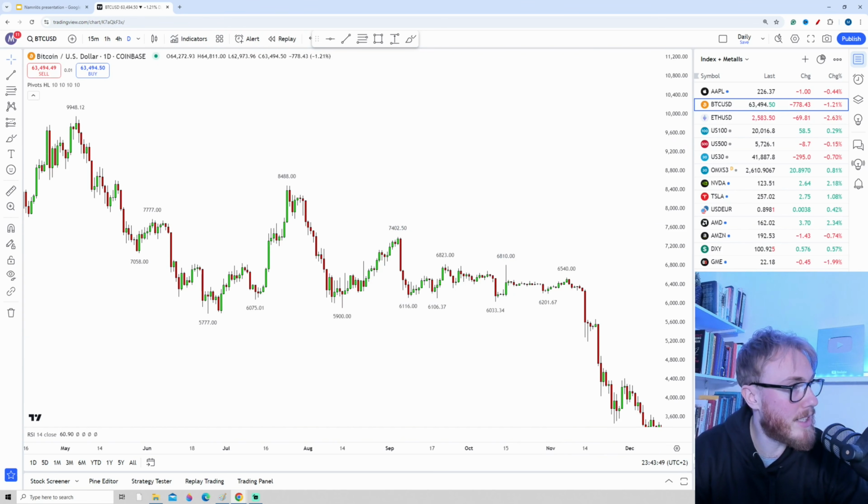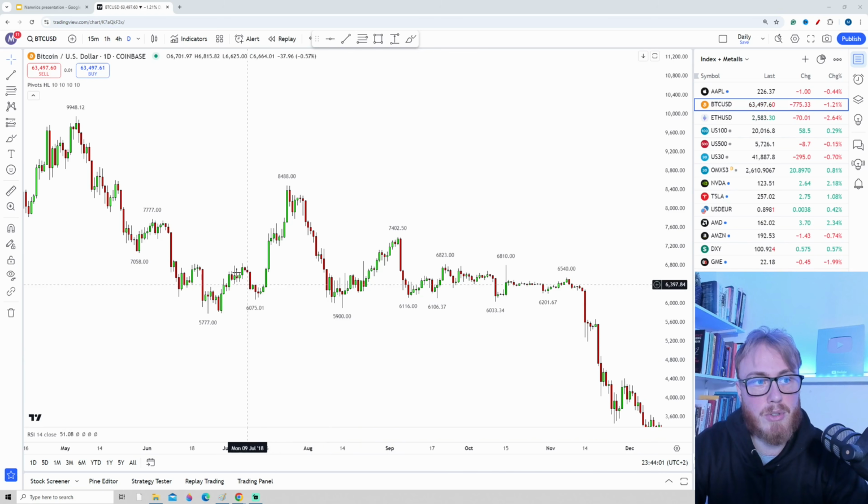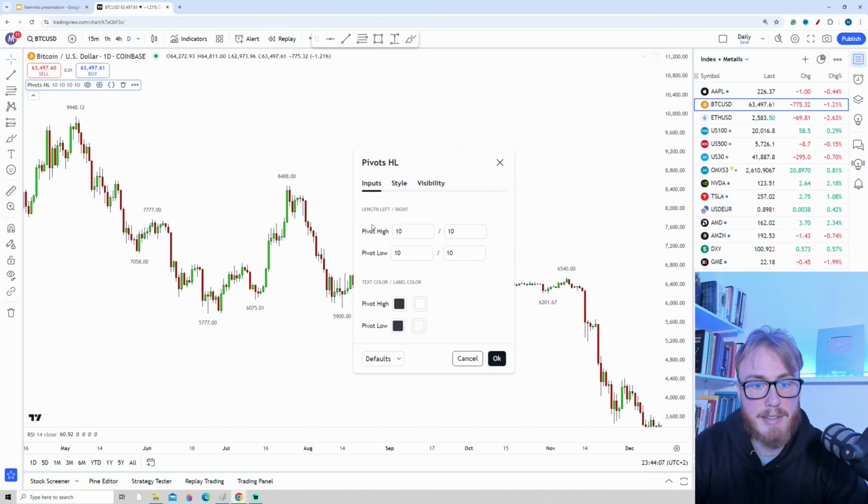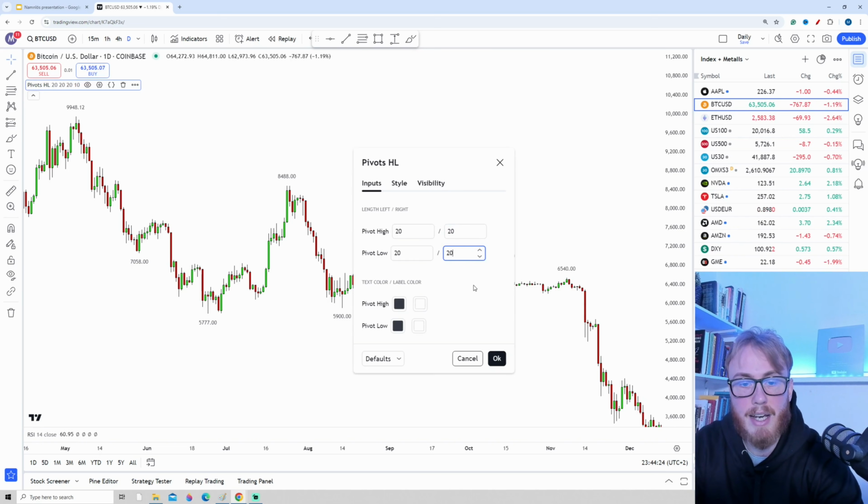But right now you can see that, first of all, these points are not really clearly visible. And you can also see that we have many more points than we had before. So now we need to change a few settings. To do this, we go up here to the upper left corner and press on the settings tab right here. The first thing you want to do is change the pivot high to 20 and the pivot low to 20. This is basically the length of the pivot points from left and right, so we want to make sure to change it to 20 here and here as well.